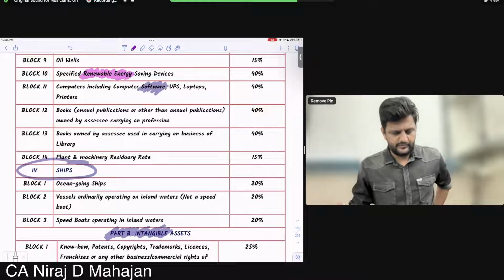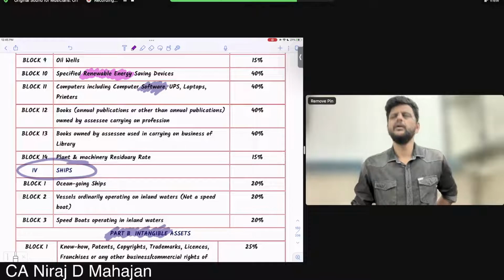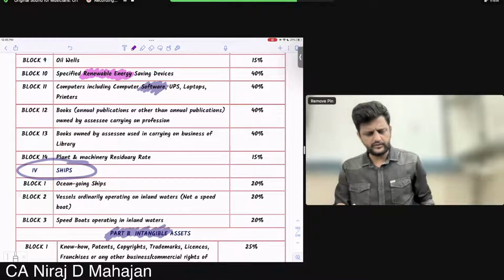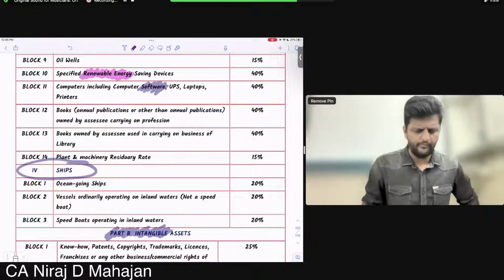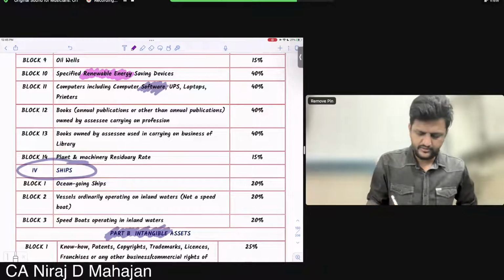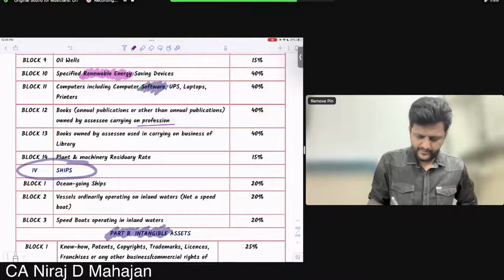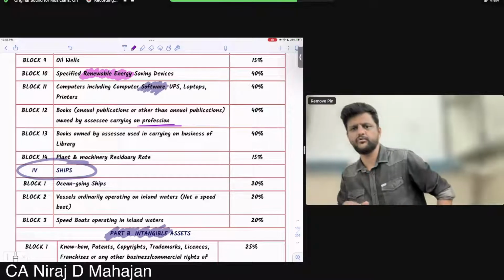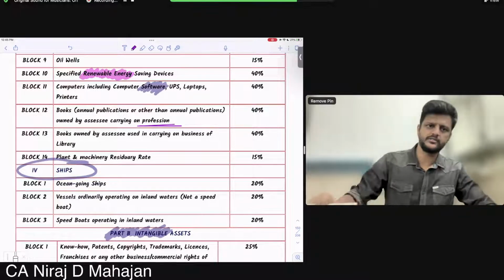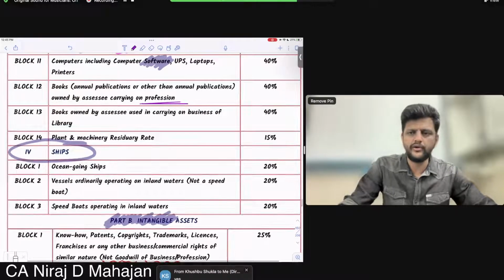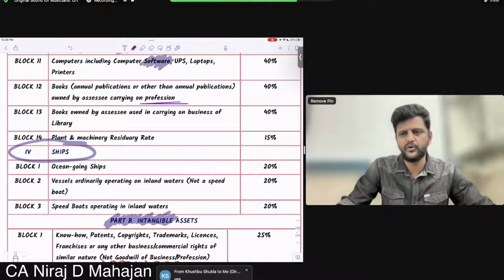Block 12, books. Annual publications or other than annual publications owned by assessees carrying on profession. Bhai Sahab, profession, you understand? Just now we discussed what our profession is also, CA, CS, CMA, whatever, lawyers, doctors, engineers, right? You will never ever see a lawyer or a CA, CS, CMA, etc. consultants without books behind them or around them.